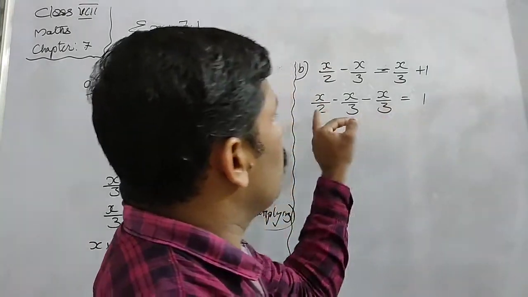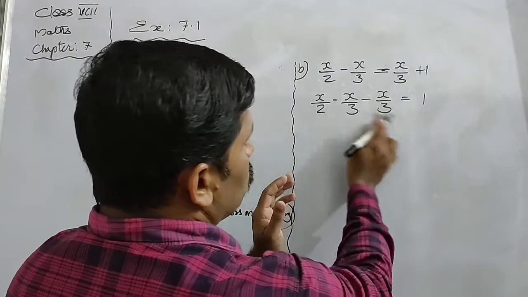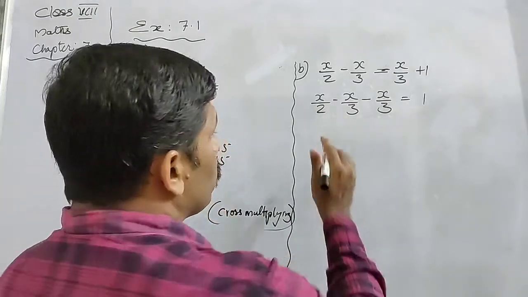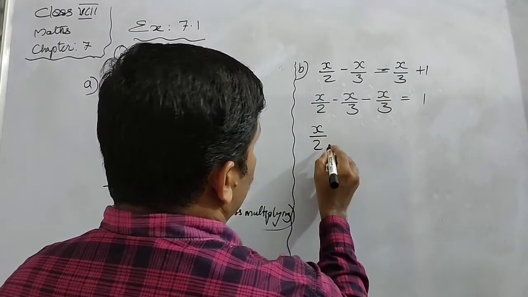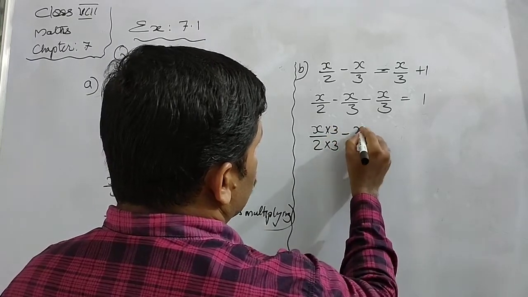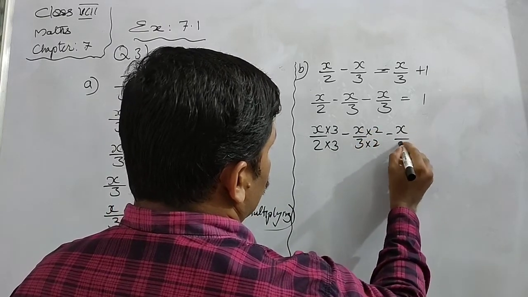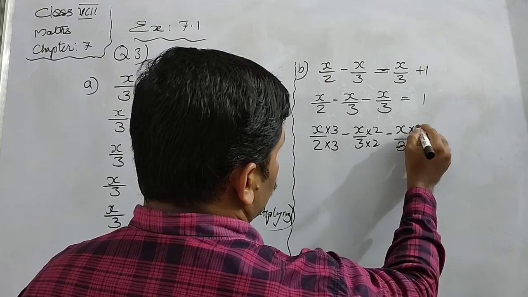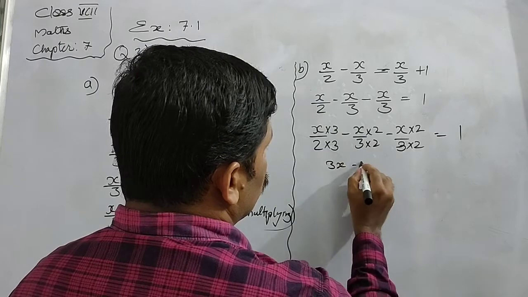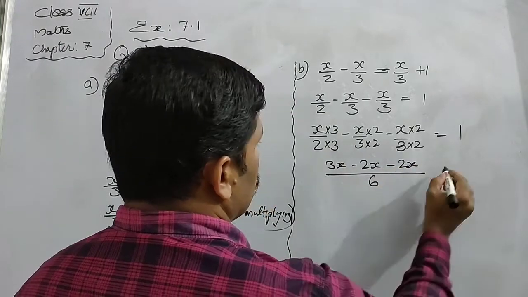So here we take the LCM. The LCM of 2 and 3 is equal to 6. In order to subtract, we need to find the LCM, since these are rational numbers. Therefore, for x upon 2 we multiply by 3, and for minus x upon 3 we multiply by 2 so that we get 6, and for the other minus x upon 3 here also we multiply by 2. That is equal to 1. So 3x minus 2x minus 2x upon 6 is equal to 1.